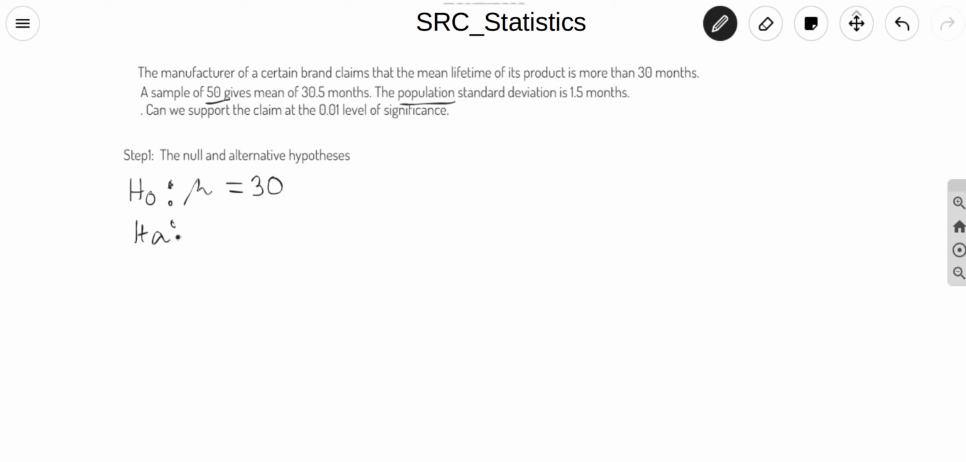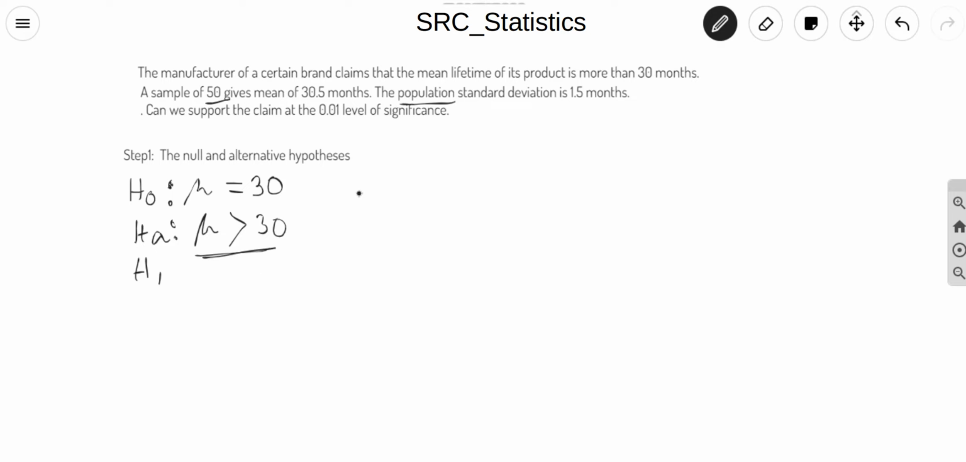Alternative hypothesis denoted by HA or H1, okay, which is the claim in this problem. Note that alternative hypothesis is not always the claim. The null hypothesis may be the claim. This is based on the problem. Okay, so the claim is mean lifetime of the product is more than 30 months. So more than 30 months. So that is the alternative hypothesis.